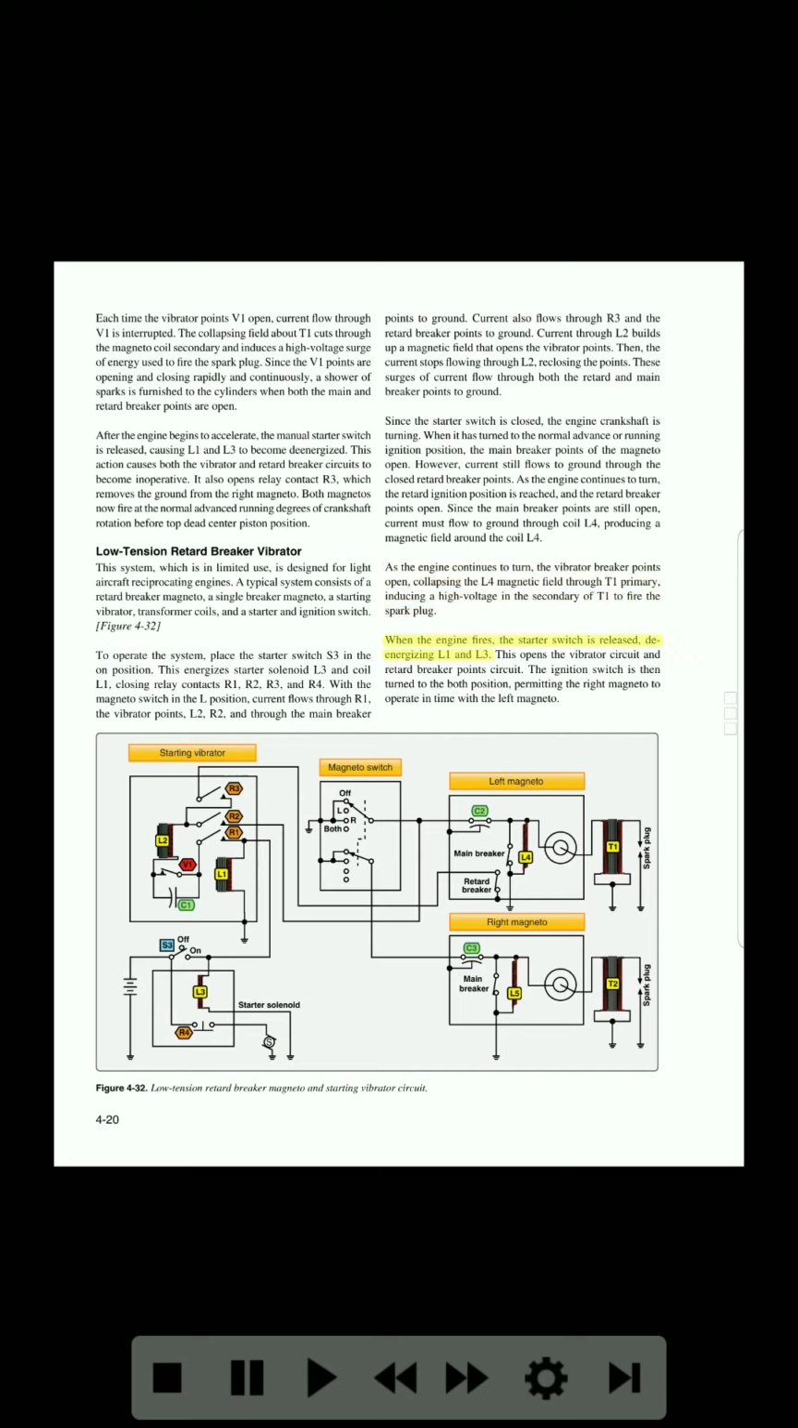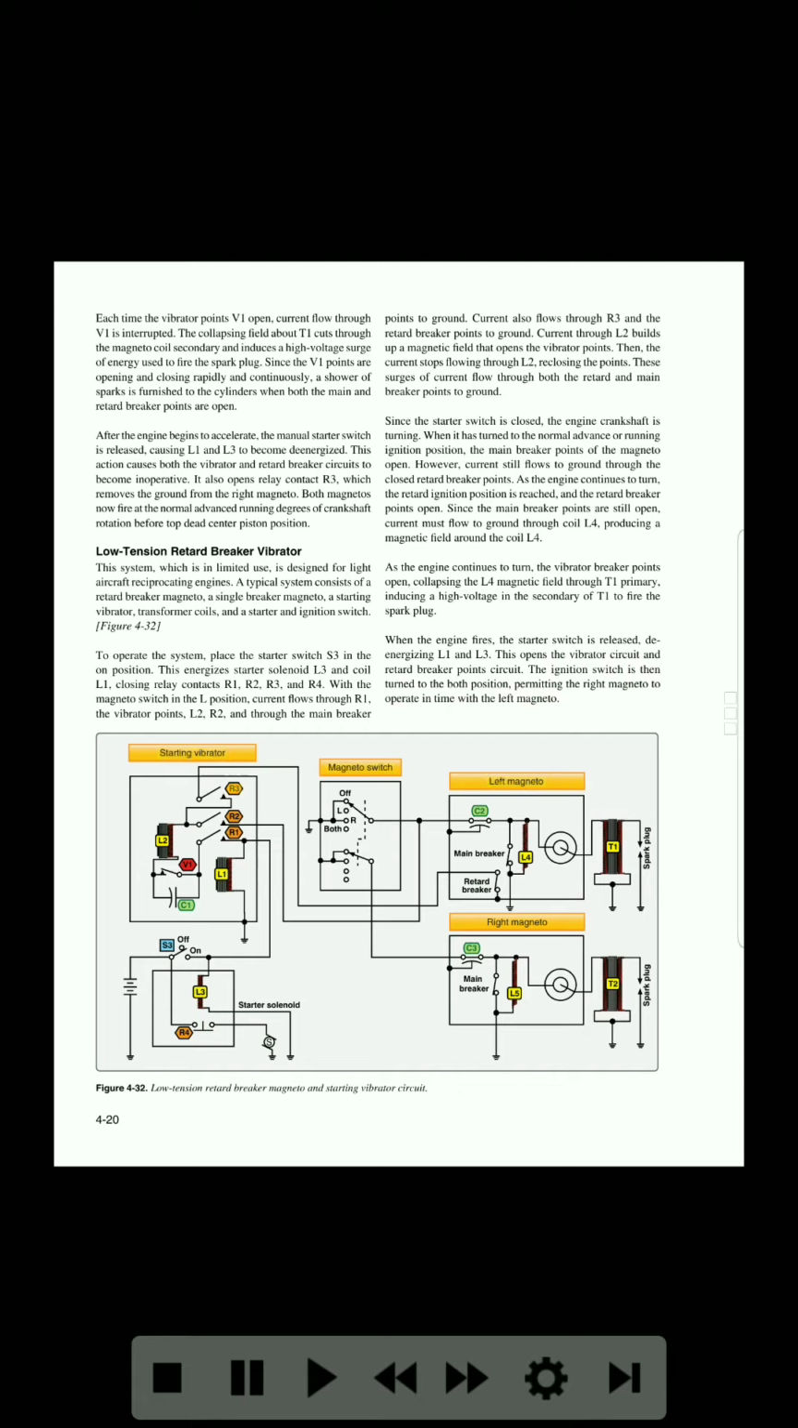When the engine fires, the starter switch is released, de-energizing L1 and L3. This opens the vibrator circuit and retard breaker point circuit. The ignition switch is then turned to the both position, permitting the right magneto to operate in time with the left magneto.